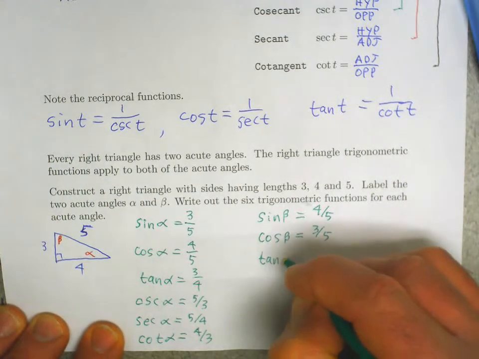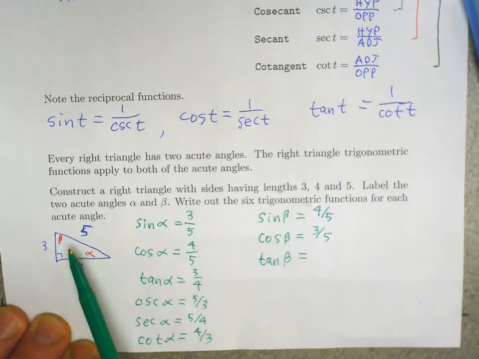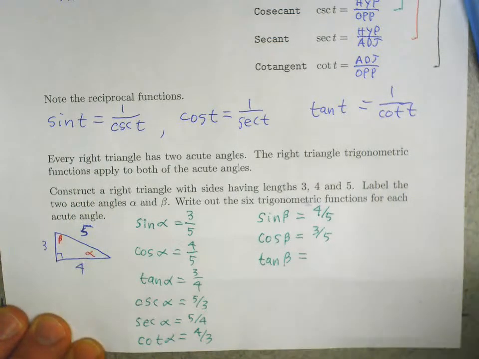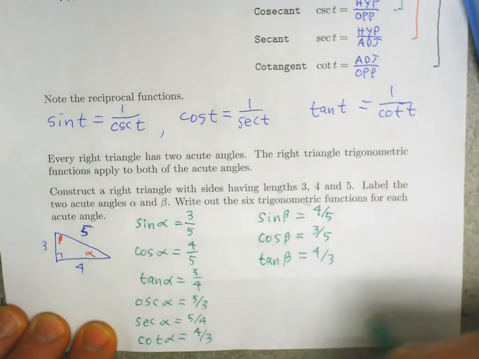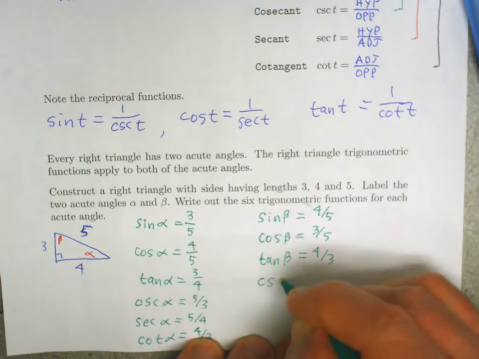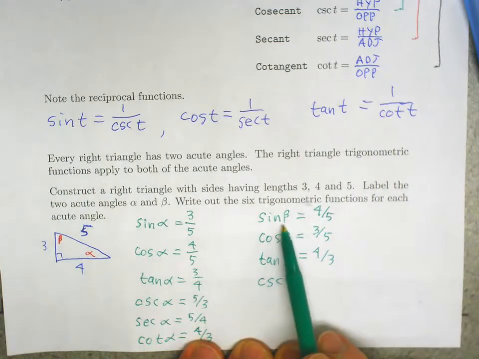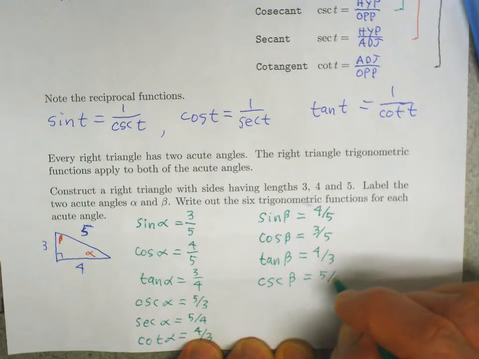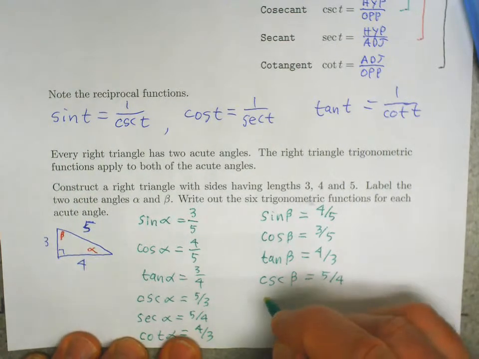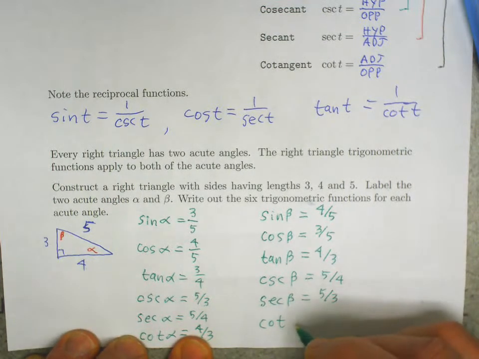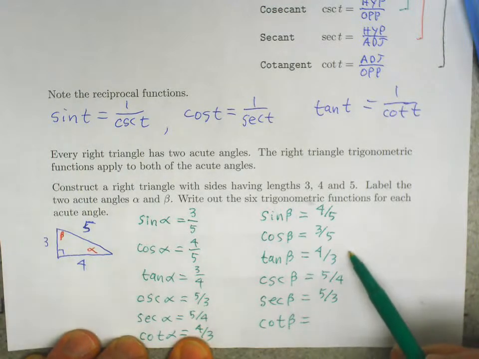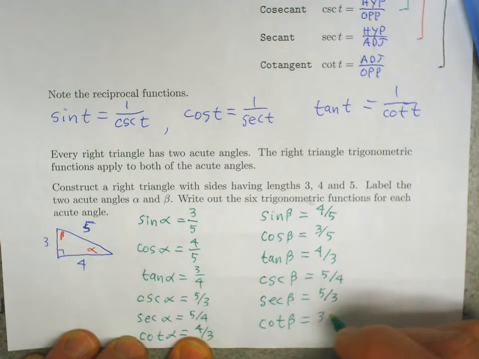Tangent of beta, so opposite over adjacent, 4/3. Cosecant of beta, that's the reciprocal of sine of beta, so that's 5/4. Secant of beta, that's the reciprocal of cosine of beta, so that's 5/3. And then cotangent of beta, that's the reciprocal of tangent of beta, so that's 3/4.